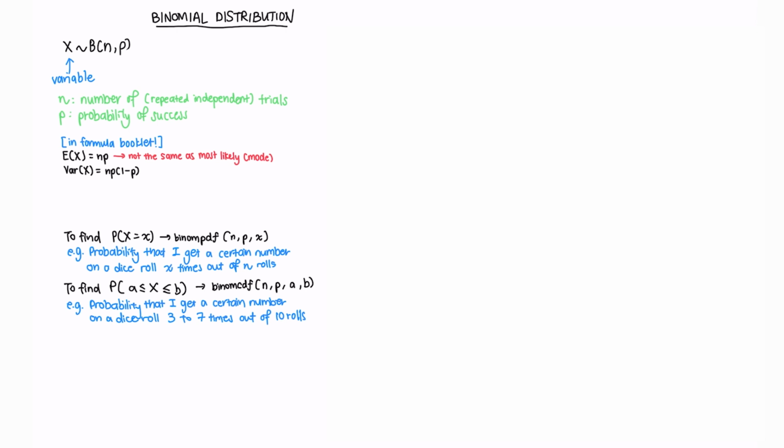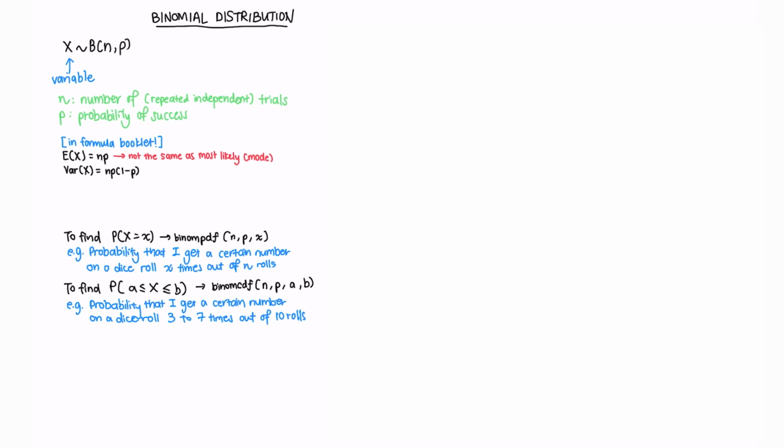So first, for the expected value and the variance, these two formulas are in your formula booklet. Your expected value is n times p, and your variance is n times p times 1 minus p. Now, I would like you to note the expected number and the most likely number are two completely different things. Expected number refers to the expected value or the mean, while most likely refers to the mode. I want you to take note of this when we're going through the questions later.